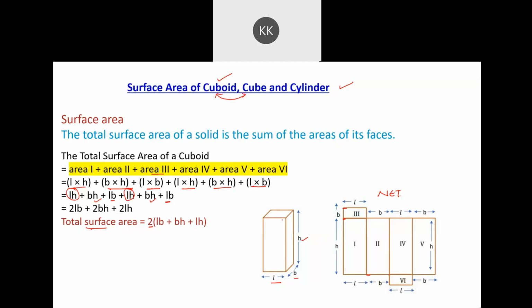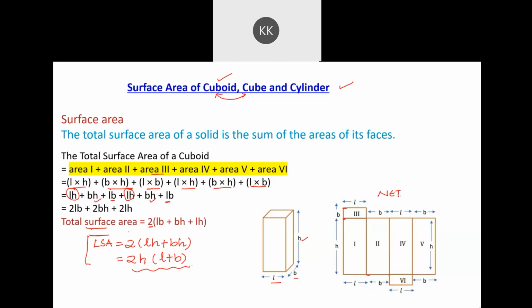What will be this figure's lateral surface area? We have to leave out the bases. The area of the third one and the sixth one should not be considered. So L into B should not be taken. So it becomes 2 times of BH plus LH. Correct, very good. In other words, it is 2 times of H multiplied by L plus B. This is the area of the lateral surface.